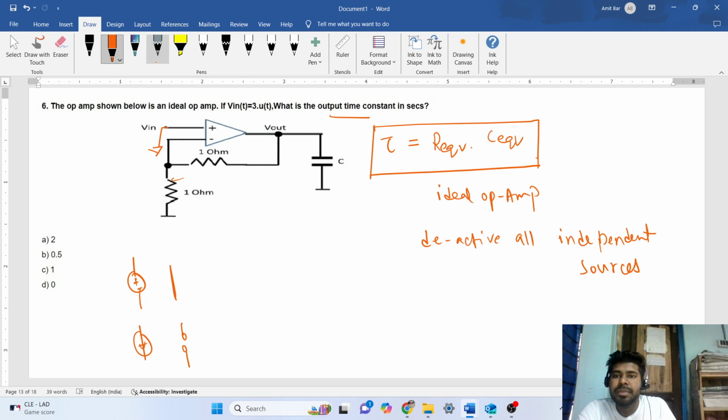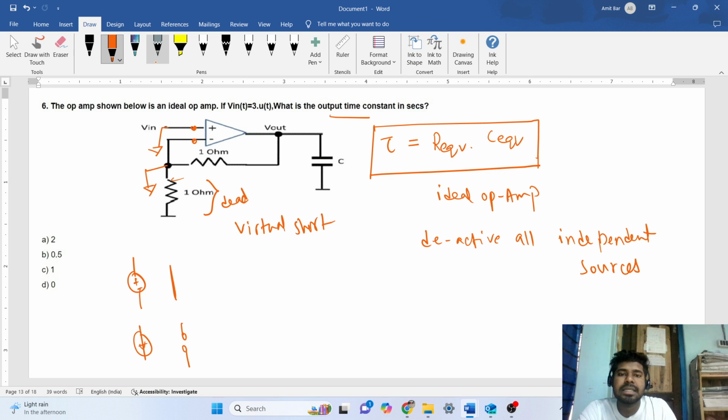This is an ideal op amp, so for an ideal op amp these two nodes are the same. This is the virtual short concept. If this is grounded, then this node must be grounded. So this 1 ohm resistance is dead; it puts nothing in the circuit for finding the time constant.